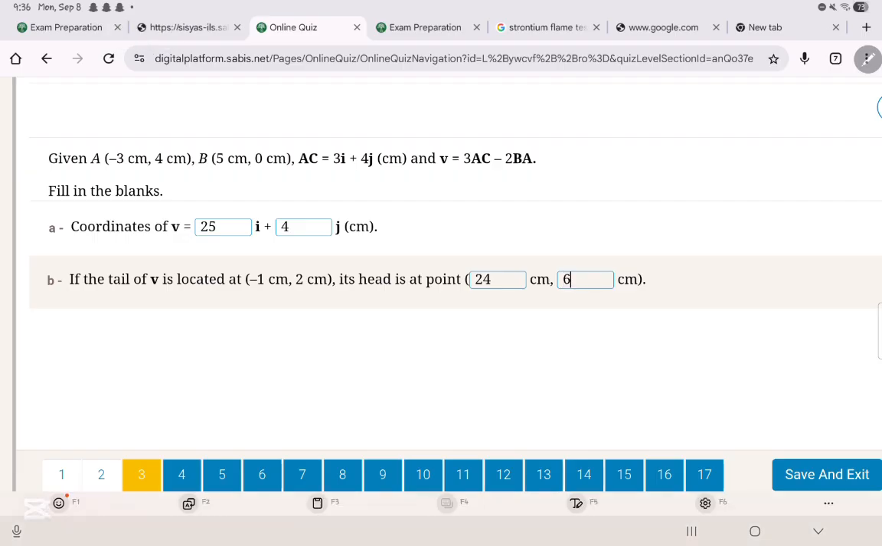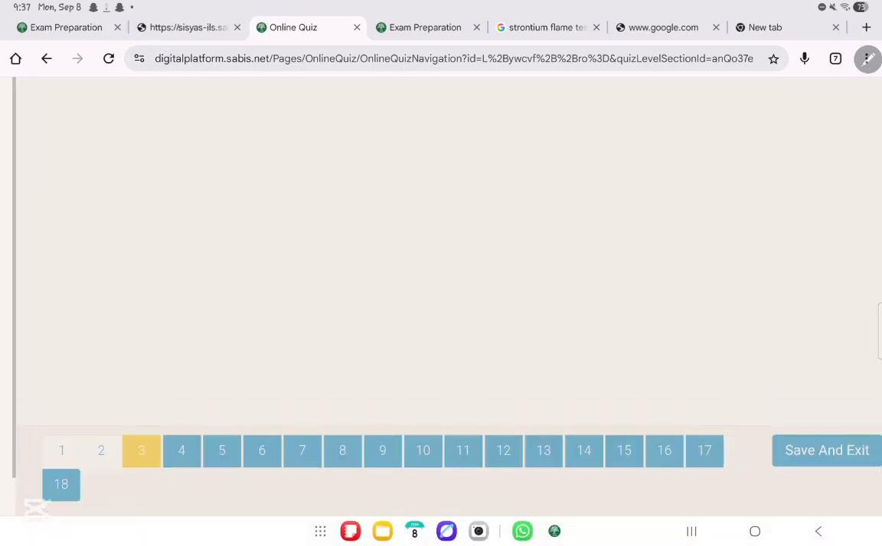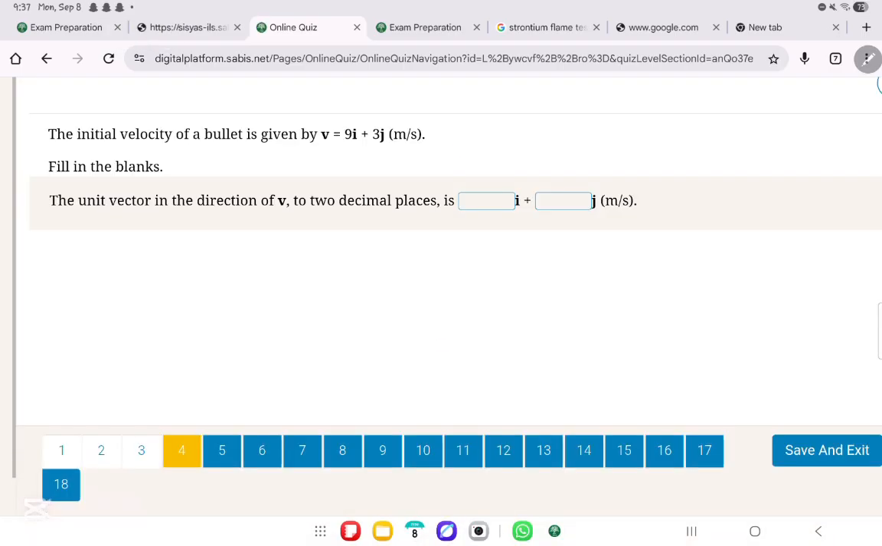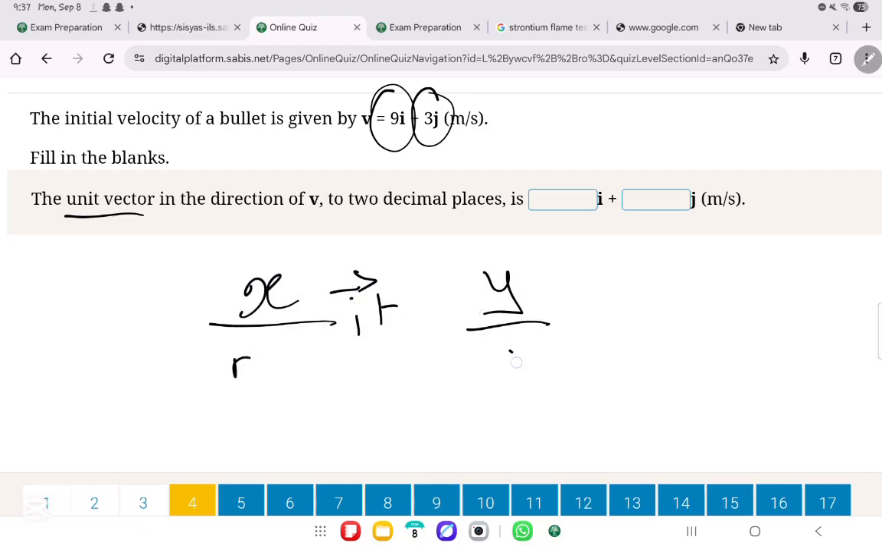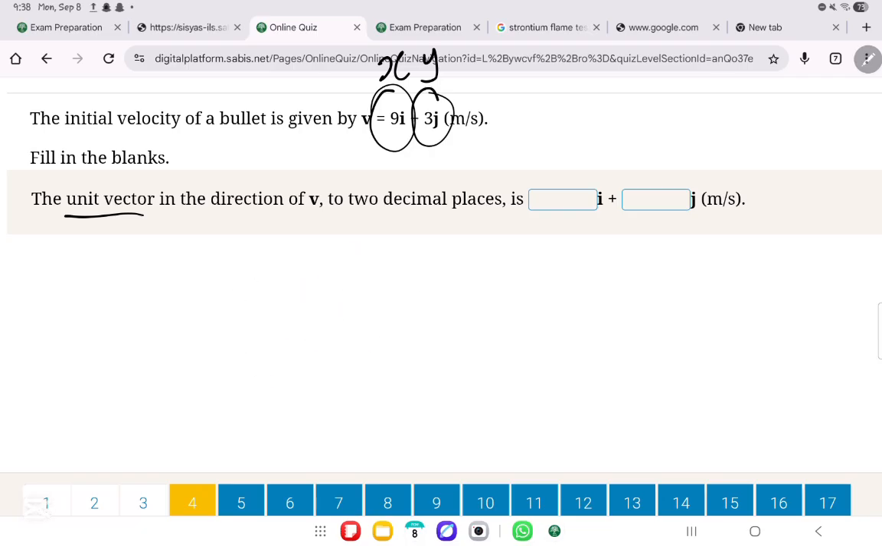So now let's move on to question number 4. What does it say in question number 4? The initial velocity of a bullet is given by 9i plus 3j. Find the unit vector in the direction of v to 2 decimal places. When they say the unit vector, it's very simply x over the magnitude r i plus y over the magnitude r j. So in this case, this is our x and this is our y, right? So let us find the magnitude r together.